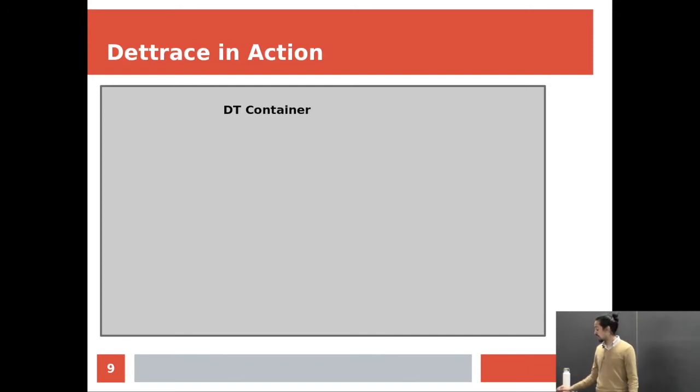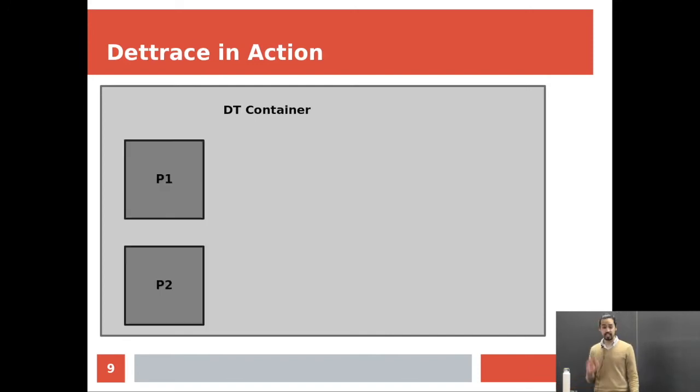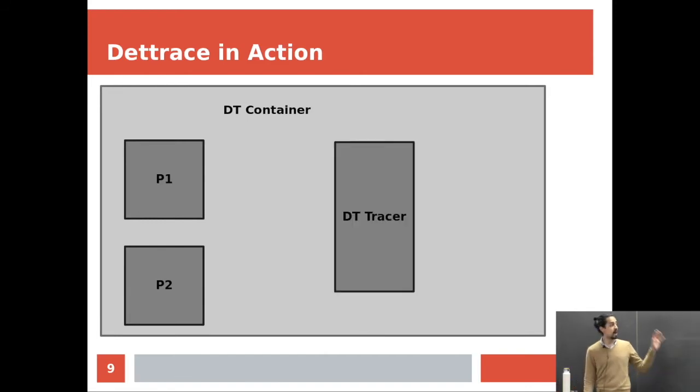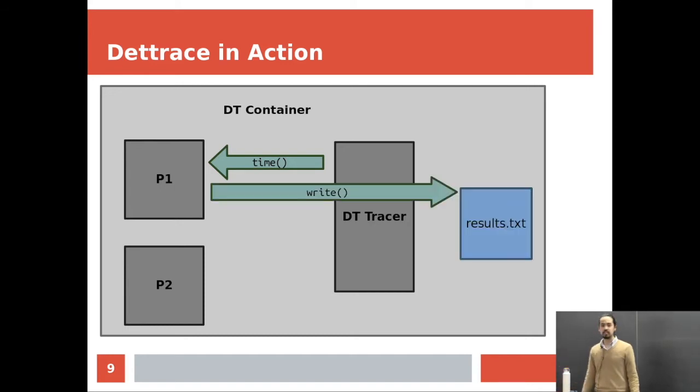So here we're going to run everything under our container. We again have P1 and P2, but we're going to add now a third process called the Dettrace tracer. And when P1 attempts to do a call to time, the Dettrace tracer is going to intercept this. And similarly, as we'll see soon, when you do a write, it's going to have to go through the tracer. We'll get back to that in a second.